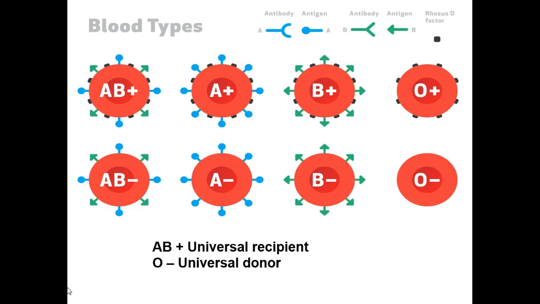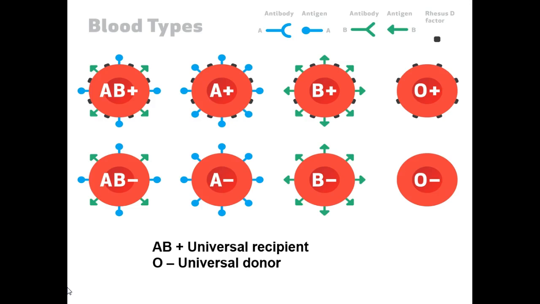If you have the AB plus the Rh factor, you have AB positive. And then, if you have none of the surface proteins, then you have O. No surface proteins at all, you have O negative. If you have none of the A or B surface proteins, but you do have the Rh factor, then O positive.